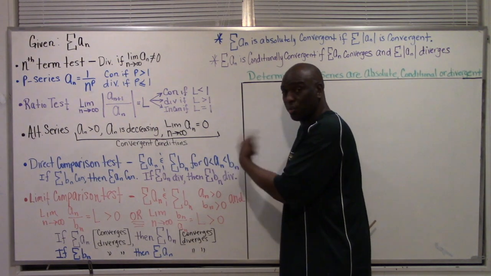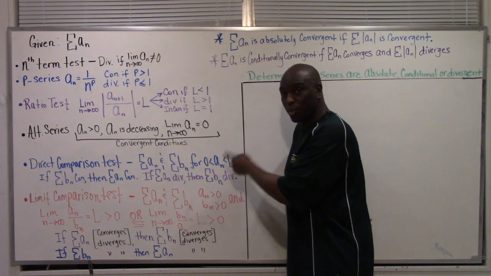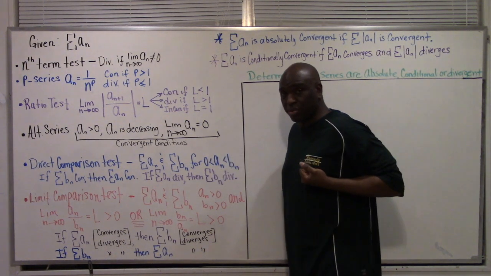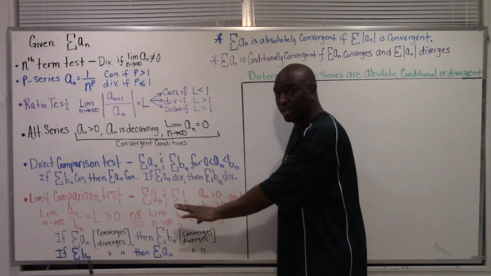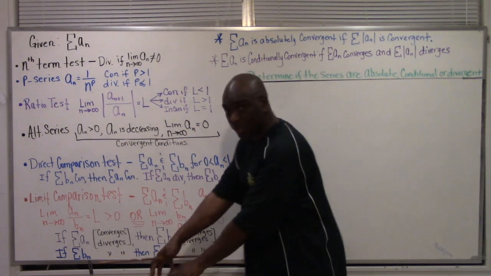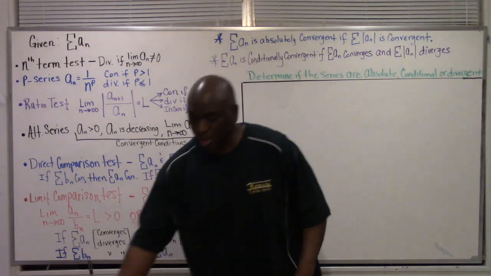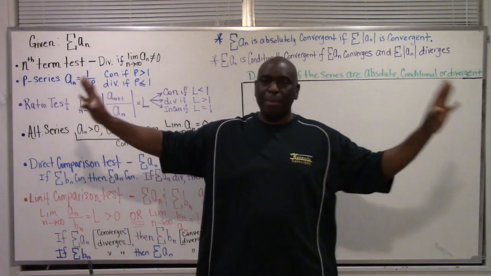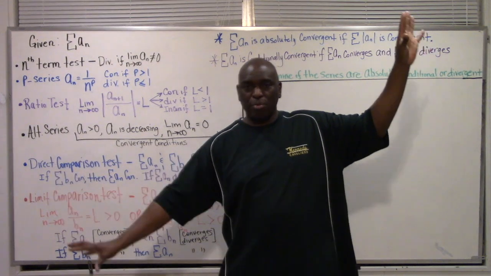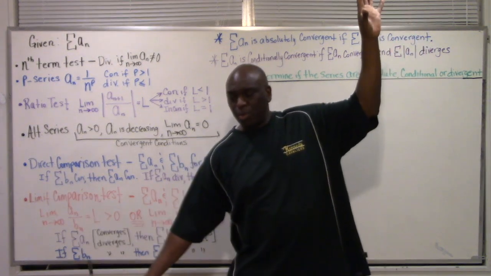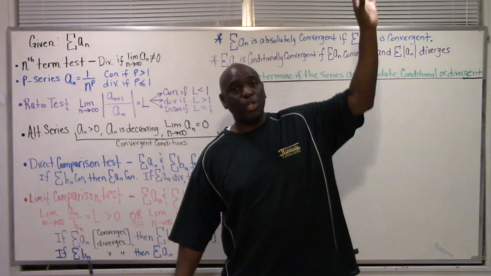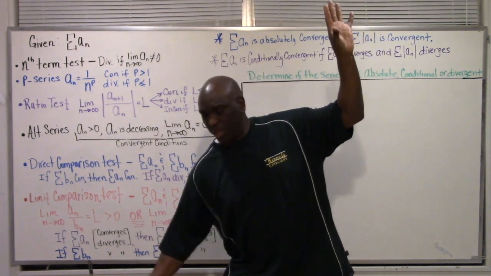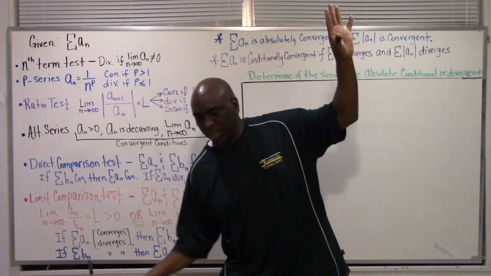If the larger one converges, the smaller one is pulled along and converges. If the smaller one is divergent, then it pulls the bigger one down. It also diverges. So look at it in terms of the polar opposites: big, small. Big going up, small going down. If the larger one converges, then the smaller one converges. If the smaller one diverges, then the larger one diverges.